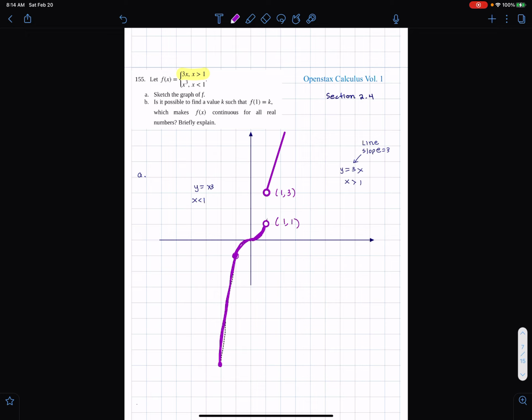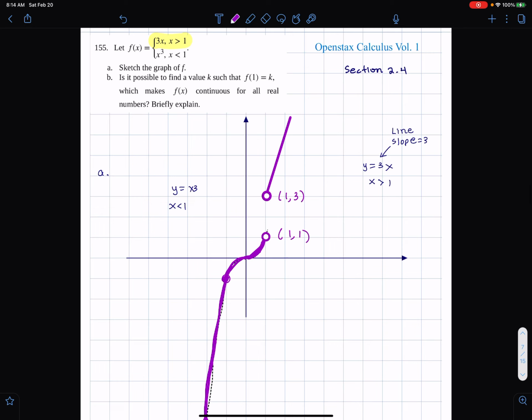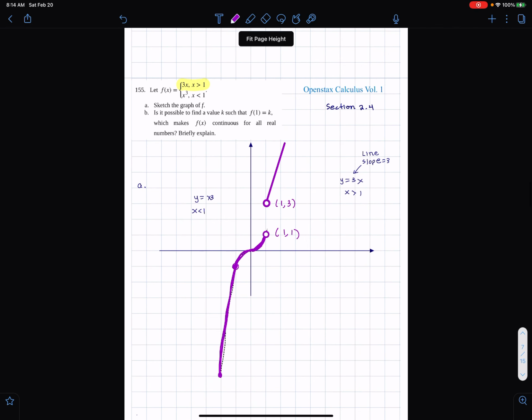So I'm missing something. I think I got it. Is it possible to find a value of k such that f of 1 equals k, which makes f continuous for all real numbers? B, no. Okay, so what's going on? For part B, well, what's going on is I got overly ambitious on my graph and ran out of space. So that's part of what's going on.